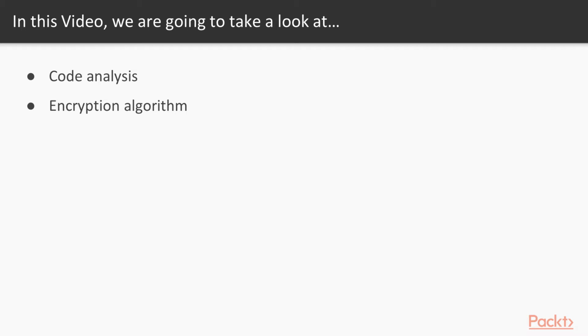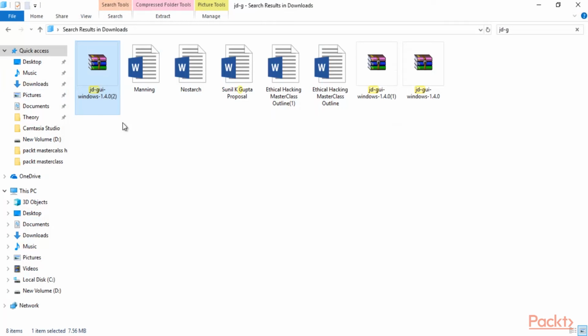To perform this task, first of all I need to show you how we can decompile the jar file again, and then we need to analyze the code. Then we need to find out the encryption algorithm inside it. So let's see. First of all, open the tool JD-GUI, which is inside our downloads folder. Let me show you how you can open it. This is the downloads folder and JD-GUI is available here.